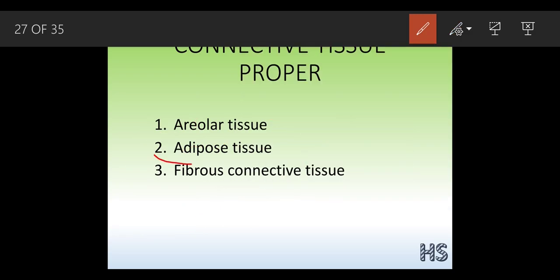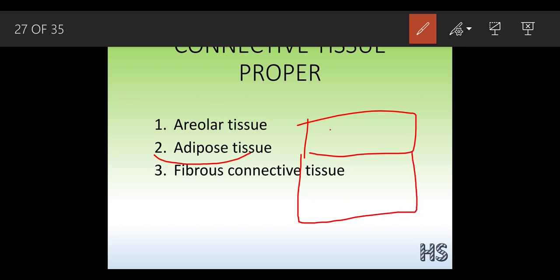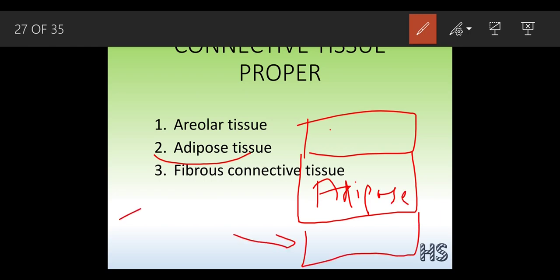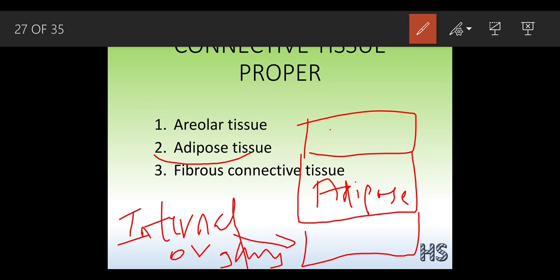Now adipose tissue. Where is this adipose tissue formed? Suppose this is a layer of skin, this is the adipose tissue, and these are the internal organs, and the above one was the skin layer. See, this adipose is present between the skin and the internal organs. This adipose tissue is also called fat tissue because it helps to store fat and it also gives insulation.